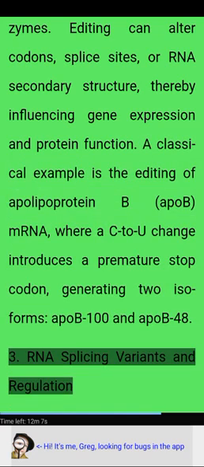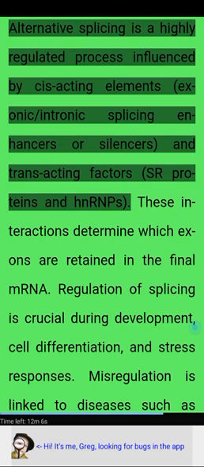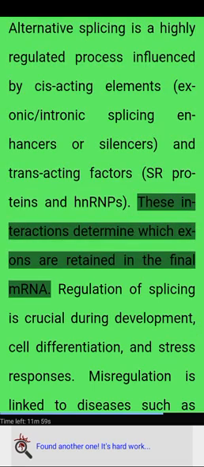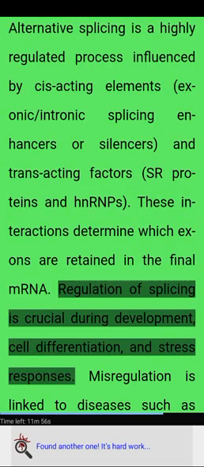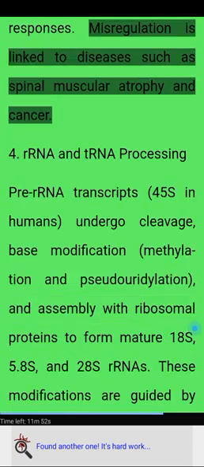3. RNA splicing variants and regulation. Alternative splicing is a highly regulated process influenced by cis-acting elements, exonic and intronic splicing enhancers or silencers, and trans-acting factors, SR proteins and hnRNPs. These interactions determine which exons are retained in the final mRNA. Regulation of splicing is crucial during development, cell differentiation, and stress responses. Misregulation is linked to diseases such as spinal muscular atrophy and cancer.